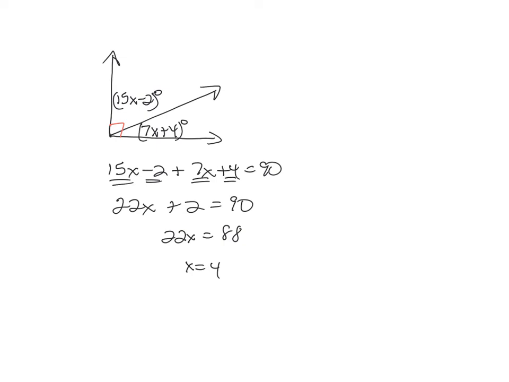So again, if it said solve for x, you're good. If it said find a particular angle, I didn't label those with A, B, C, D or whatever, just because I wanted to make the point that if you see that box, that means 90 degrees, add them up. Okay.